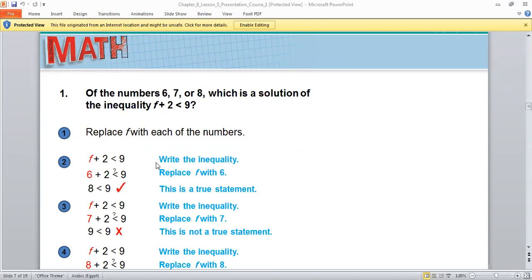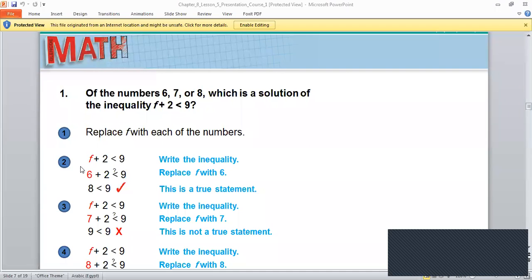Again, the first step, Khalid, is to write the inequality. The second step, we will replace f by 6. We will replace f with 6, so I will cancel f and put 6.